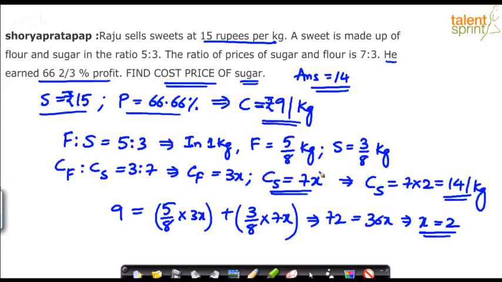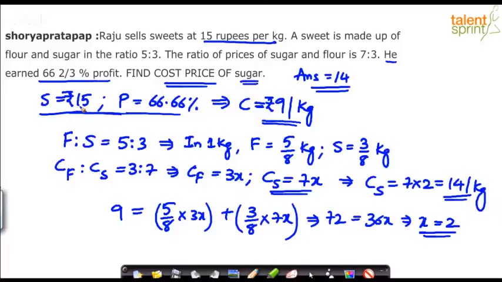AKS says C equals 9. How? I am not going to explain that. You cannot be asking me how to find the cost price from the selling price and profit. That's a very basic calculation. Let me not explain that. You just refer to the profit and loss video, you will know.